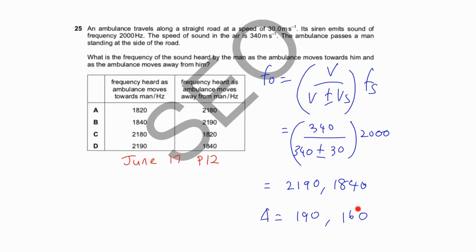So you notice the magnitude of the change is not the same, even though the speed approaching and leaving is the same. So remember, it's not symmetrical, so you don't calculate one side and then assume the other side will just be symmetrical, just one side plus 190, the other side minus 190. That is wrong.